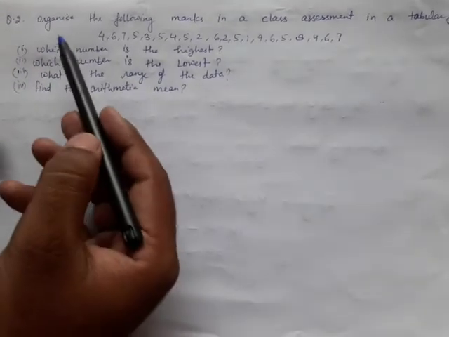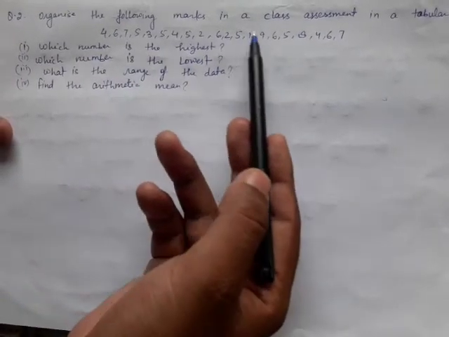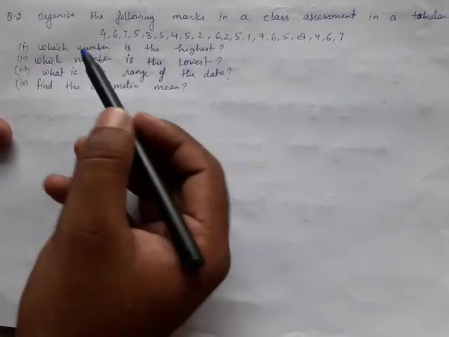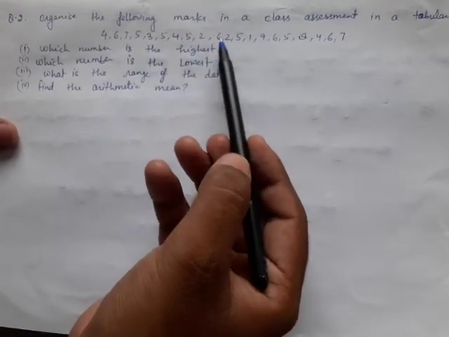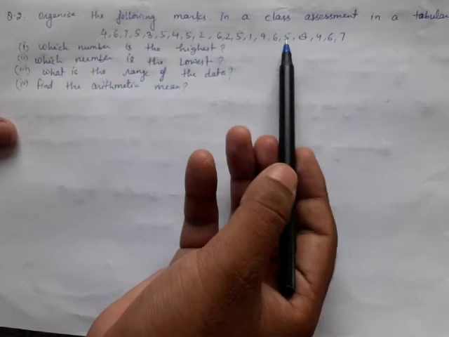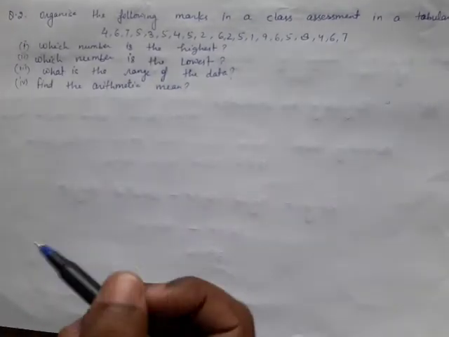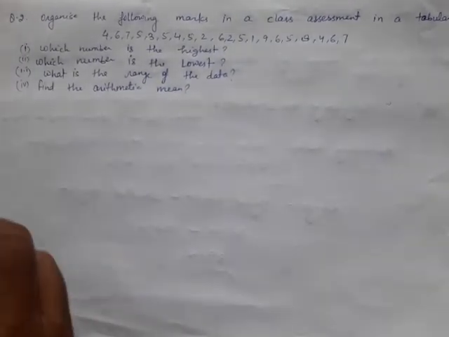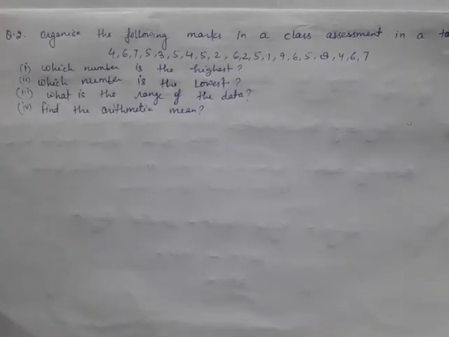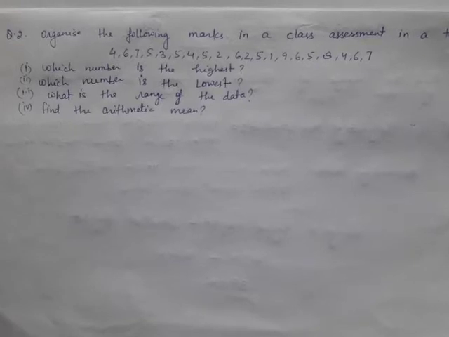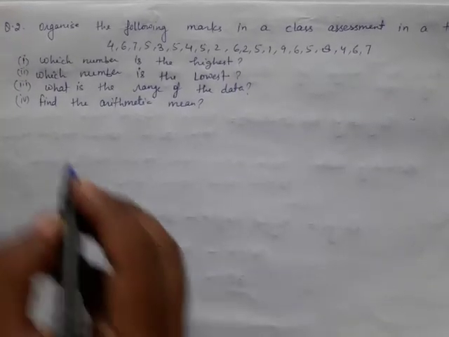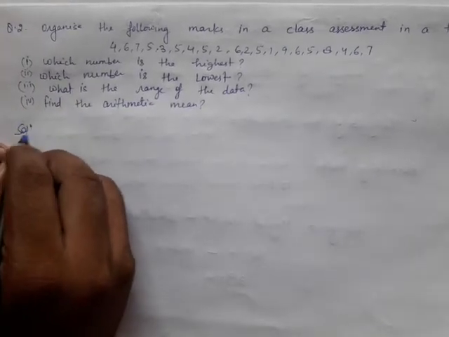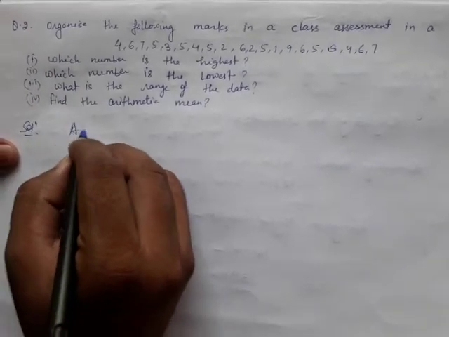Organize the following marks in a class assessment in a tabular form: 4 6 7 5 3 5 4 5 2 6 2 5 1 9 6 5 8 4 6 7. In question number 2, there are 4 parts. The first part: which number is the highest? First of all, this data we will arrange in ascending order.